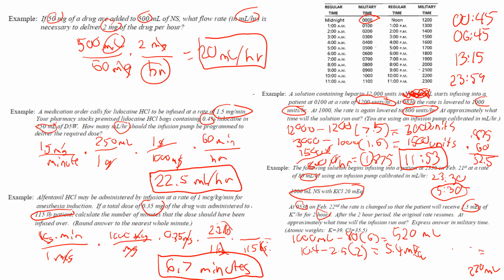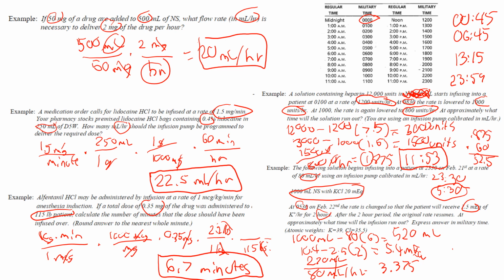And we're going to do the same thing here that we did for the last problem. We're going to put that 270 milliliters, divide that by 80 milliliters per hour. Milliliters cancel, hours goes to the numerator. We get that that's 3.375.